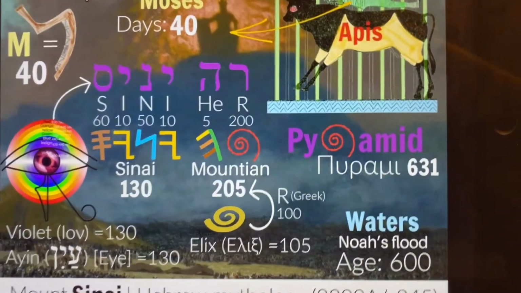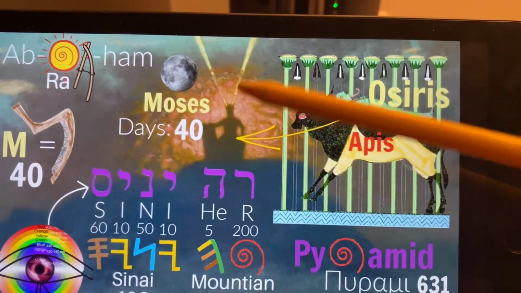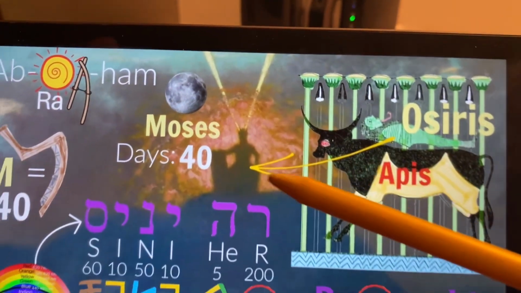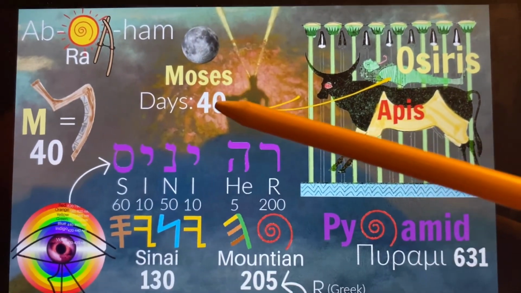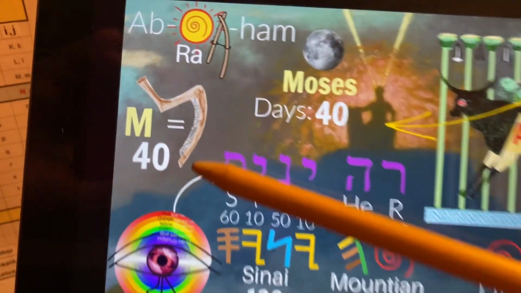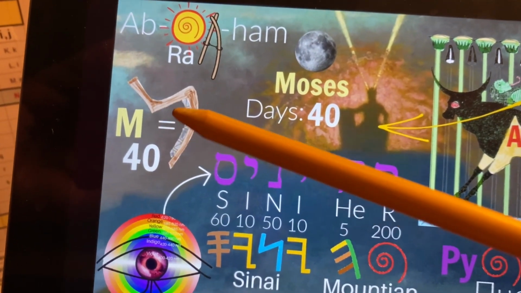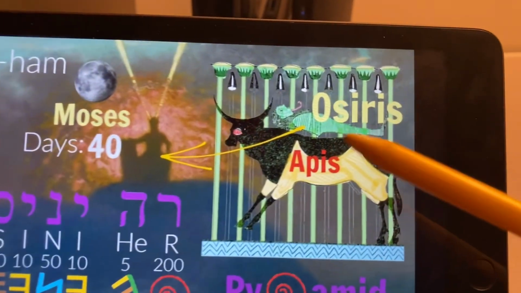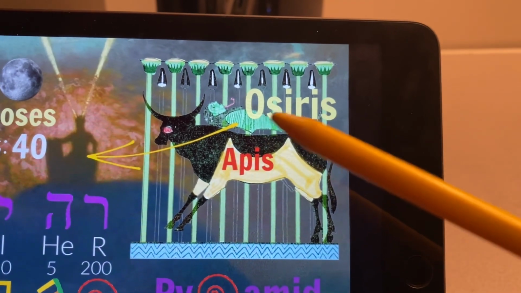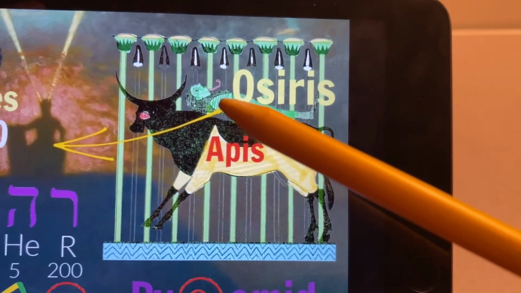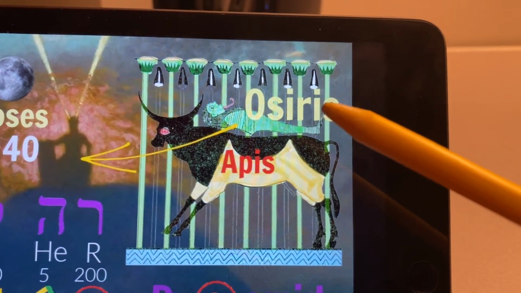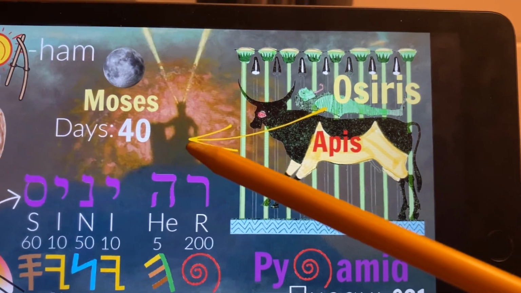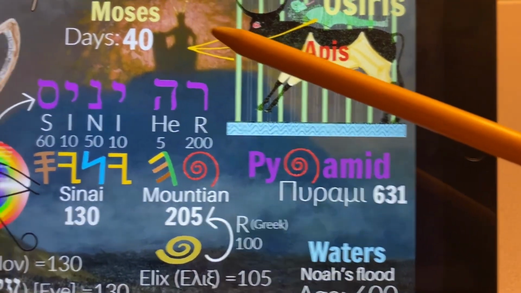Here we see Moses on top of the mountain with his two horns, and this is a rescript of the horns of the Apis bull. And he has to go on top of Mount Sinai for 40 days. So 40, again, is the moral letter M number. And Osiris is the crop god who dies at age 28. 28 being the number of letters of the alphabet, becomes rewritten into the character of Moses.